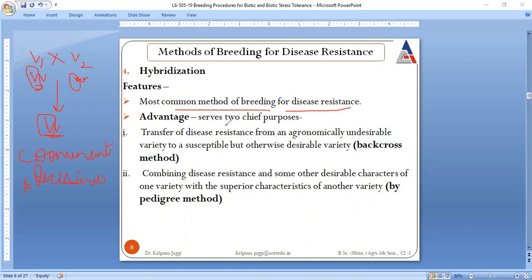Hybridization is actually serving two purposes. This is the basic concept, and I hope it is clear to all. Now hybridization here is done by two methodologies. The very first one involves the backcross method, and the second one involves the pedigree method.